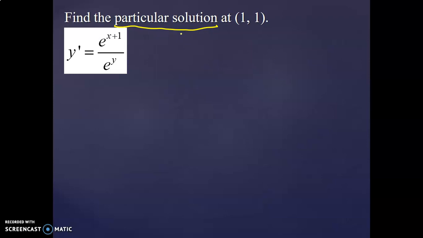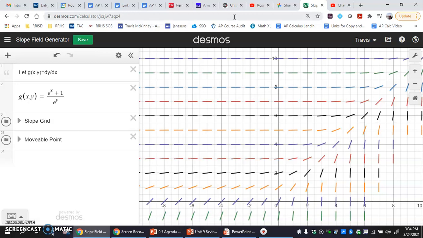And when I'm talking about a particular solution, the slope field itself, or this differential equation, gives you all the different possibilities. And then we want a particular solution. So we want to pick a specific one that goes through this point. So let's visually think about what we're doing here.